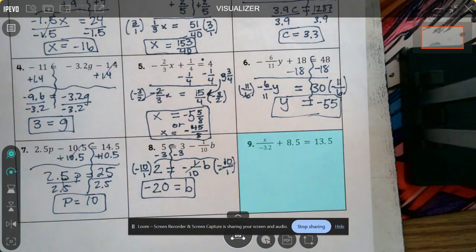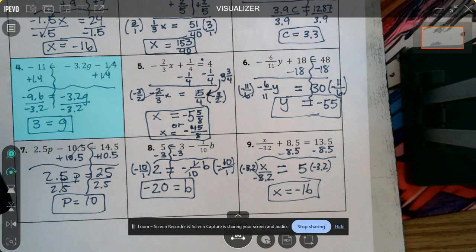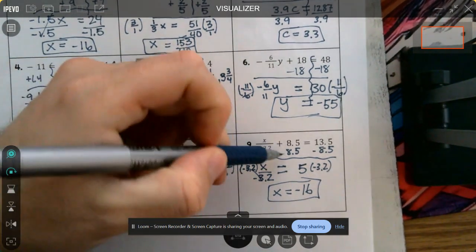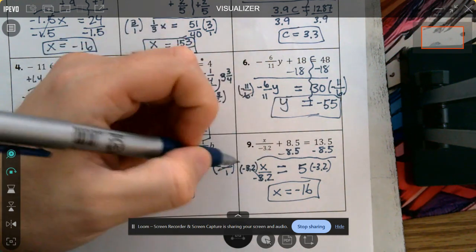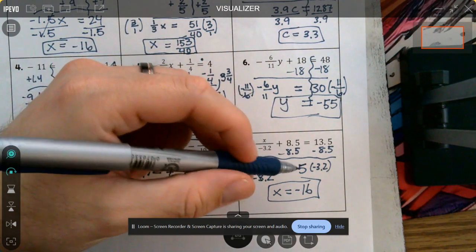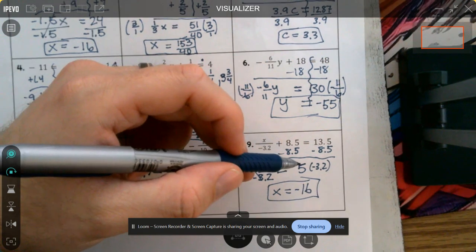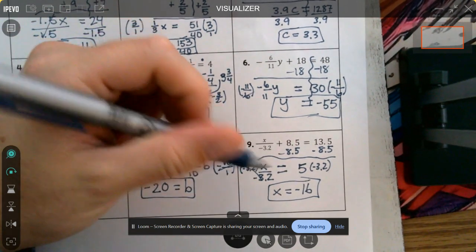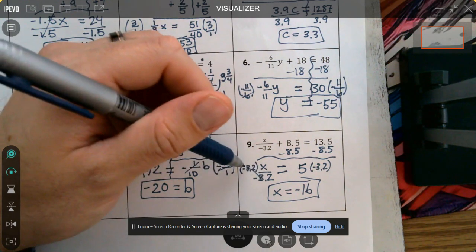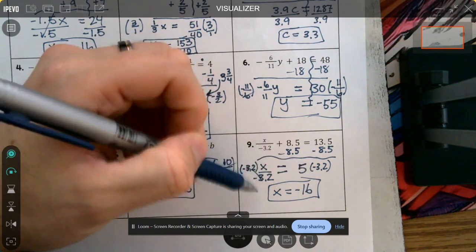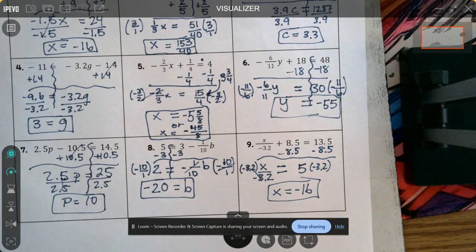Alrighty, last problem, Pirates. Try number 9. All right, guys, number 9. So we have to get rid of a plus 8.5 by subtracting 8.5 from both sides. And you get x over negative 3.2 equals 5. And then to get rid of the dividing by negative 3.2, we have to multiply by negative 3.2 on both sides. And you get x equals negative 16.